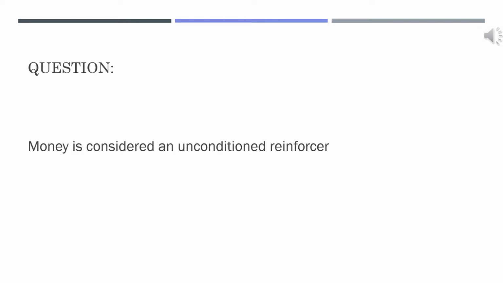The following is a question that you should fill out on your homework sheet. First, you should fill out the following statement under the question tab. The statement is, money is considered an unconditioned reinforcer. Is the previous statement true or false? I'll give you guys a moment to decide.